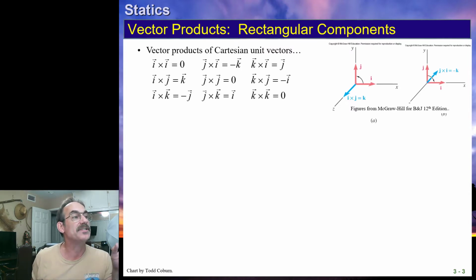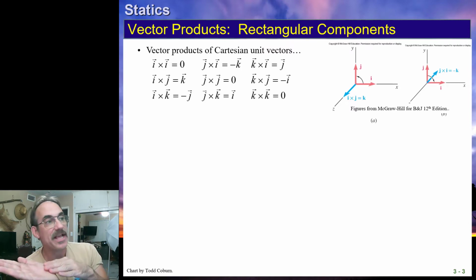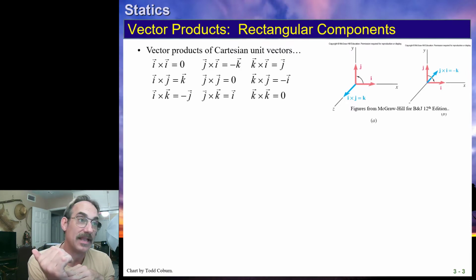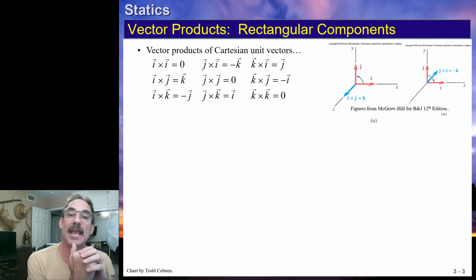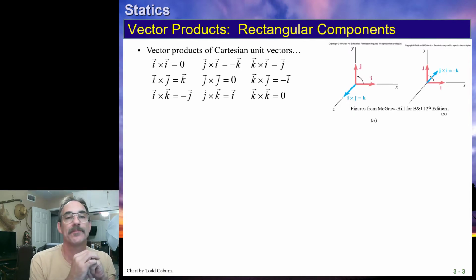So we're focused on the second line on the left, I cross J. We poke our fingers in that direction. Cross with K, we're going to wrap our fingers toward the J direction, and our thumb is pointing in the third direction, the resultant direction, and that is defined as K. So a unit vector I crossed with a unit vector J gives us K.